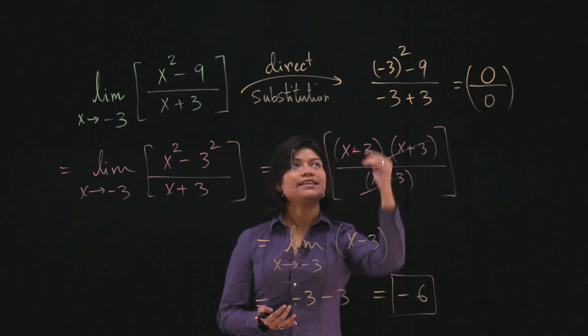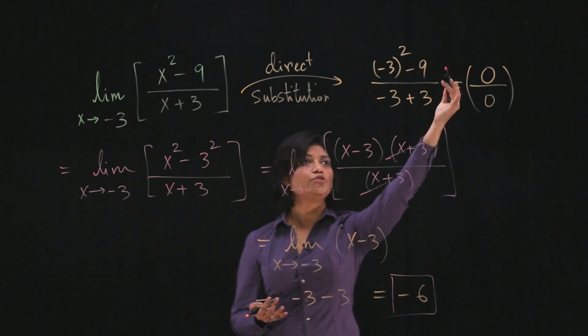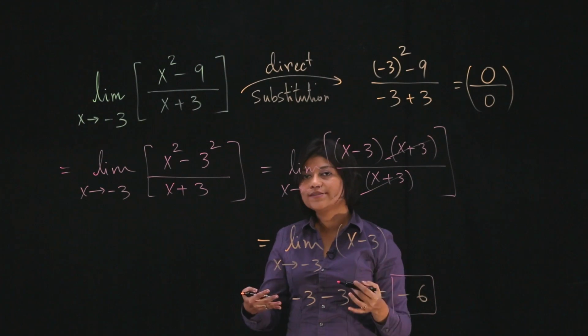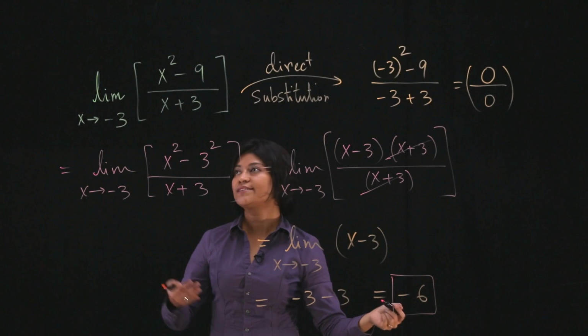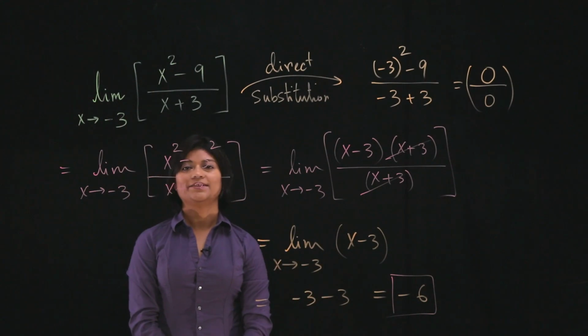So even though it seemed at the beginning that we had a 0/0 form, denominator was 0, still this function is actually approaching -6 as x is approaching -3.